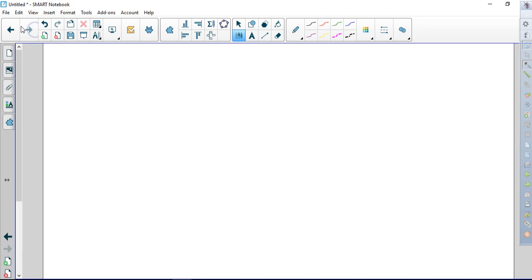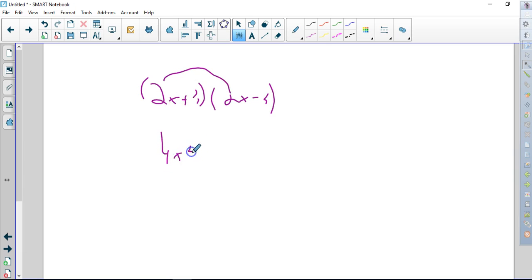Okay. Now, that's a regular 2 by 2. We also have special situations where 2x plus 3 times 2x minus 3. Everything is exactly the same in each, except one's positive, one's negative. Well, what happens is, watch. I do my first times first, and I get 4x squared. I do my outside, and I get negative 6x. I do my inside, and I get positive 6x. And I do my last, and I get negative 9.